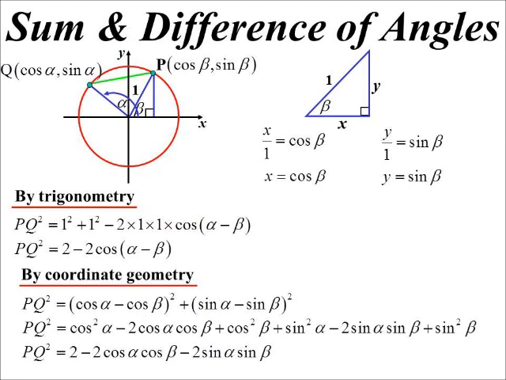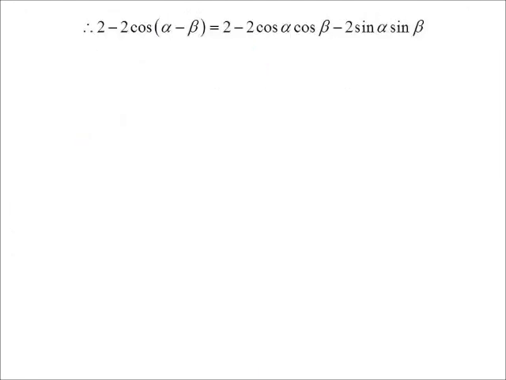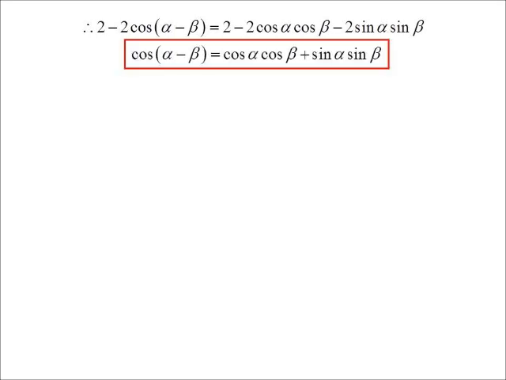Now I actually lied to you. I'm not really interested in the distance between the two. What I'm really interested in is the value of PQ squared. Because if they're both equal to PQ squared, then they must be the same thing. So I can conclude from that 2 minus 2 cosine(alpha minus beta) is 2 minus 2 cos alpha cos beta minus 2 sine alpha sine beta. So if I divide everything by 2 and then cancel the 2's, we come up with the first of our formulas. Cosine of alpha minus beta equals cos alpha cos beta plus sine alpha sine beta.